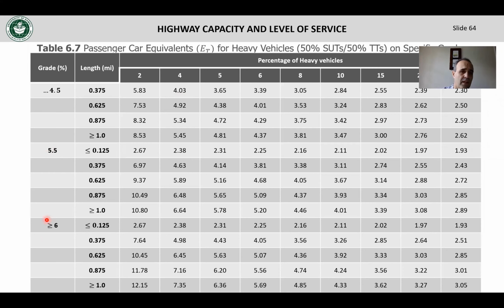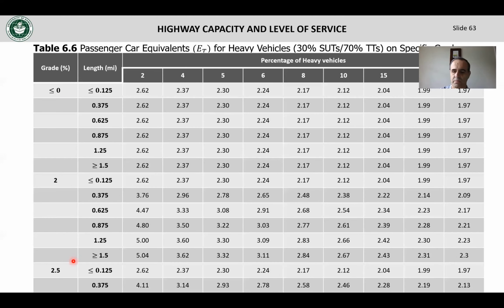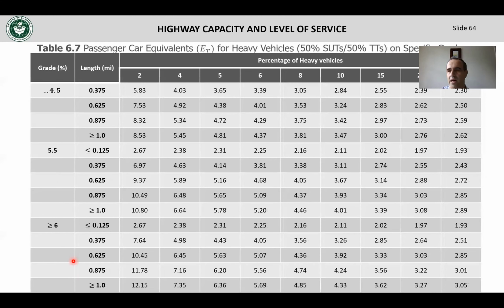I chose here these values because I want to use them later in a problem, so I put higher grades just to indicate that the values continue down. Notice that the first one starts with 2, 2.5, then it goes to 3, 3.5, 4, and then it goes to higher values, right? So for the second table, I put 4.5, 5.5, and 6.